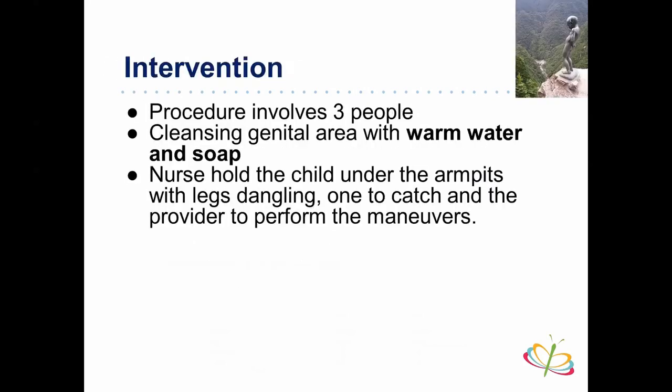So the intervention was a procedure that involved 3 people. They cleansed the genitals with warm water and soap. The nurse would hold the child underneath the arm with the legs dangling, and 1 person would stand ready to catch, and then the provider, who was trained, was performing the maneuvers.